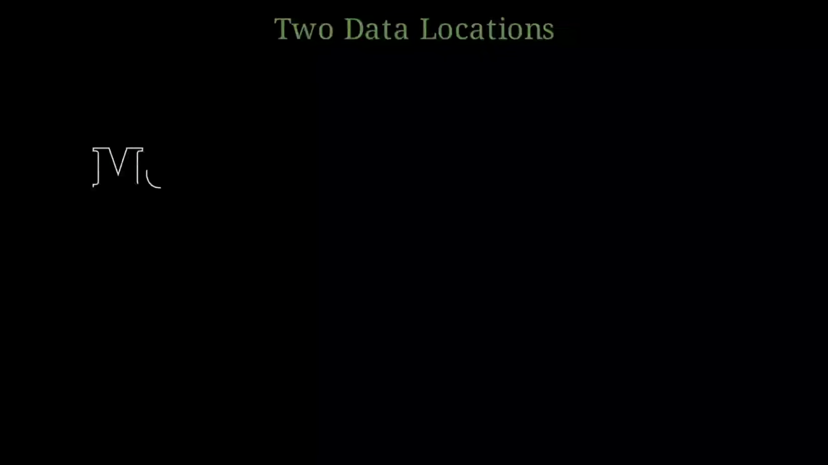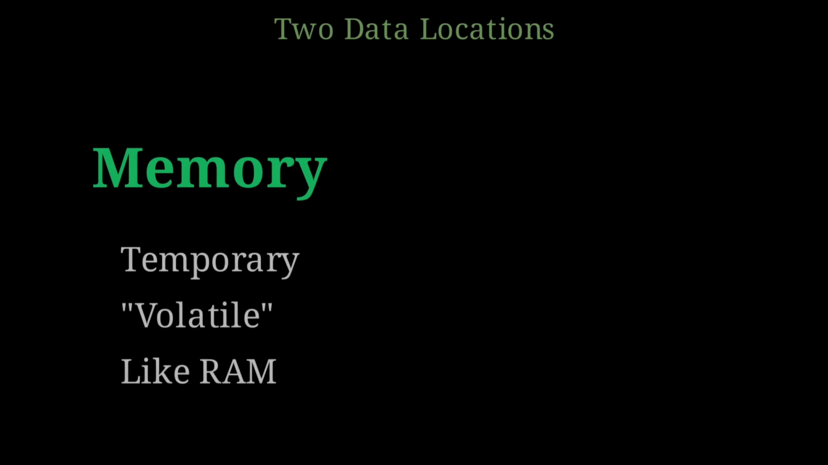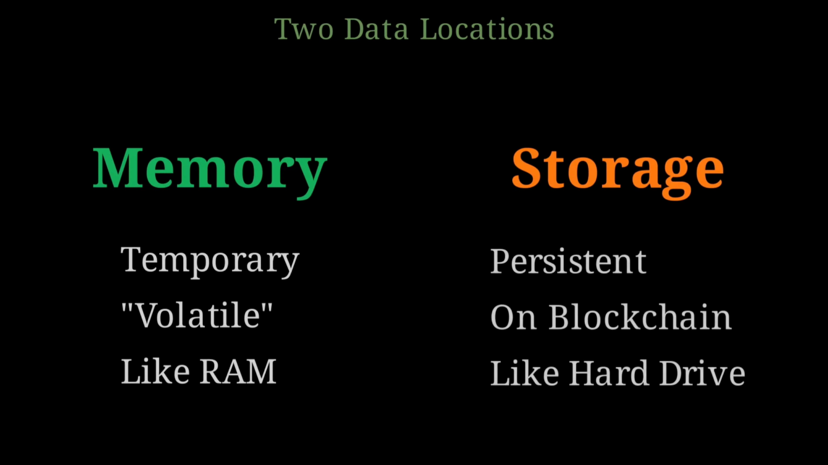First, there's memory. Memory is temporary, or volatile, as we call it. Think of it like RAM in your computer. It exists only during the execution of a transaction and disappears once the transaction completes. Now, on the other side, we have storage. Storage is persistent. It lives on the blockchain permanently. Think of it like a hard drive. Once you write data to storage, it stays there forever.